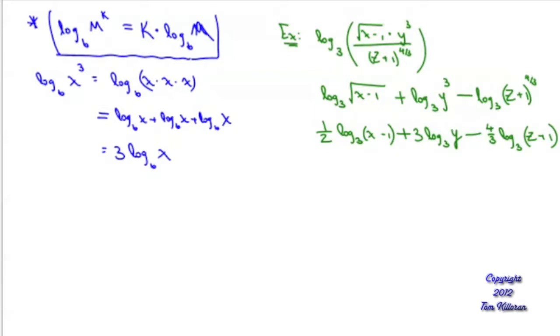Now, contract. I always found contractions to be easier. Some people like expanding better, but I've always liked contractions. Sometimes they get a little tricky. Like if you have 2 log of x minus 1 minus 1/3 log of y minus 3 minus 4 log of z.